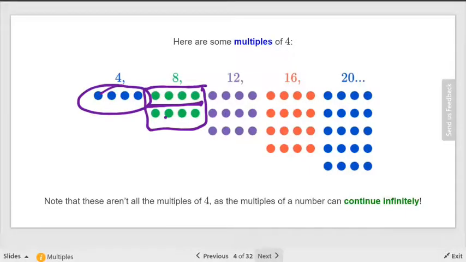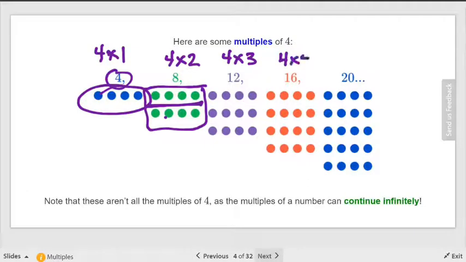So thinking about these are multiples of 4. To get 4, that's 4 times 1, right? 8 is 4 times 2. 12 is 4 times 3. 16 is 4 times 4. 20 is 4 times... Do you see what I mean by going in order? That's what I want to see. If I ask you for the multiples of 4, then you go in order. Start with 4 times 1, 4 times 2, 4 times 3, right? And it just makes your life easier too.